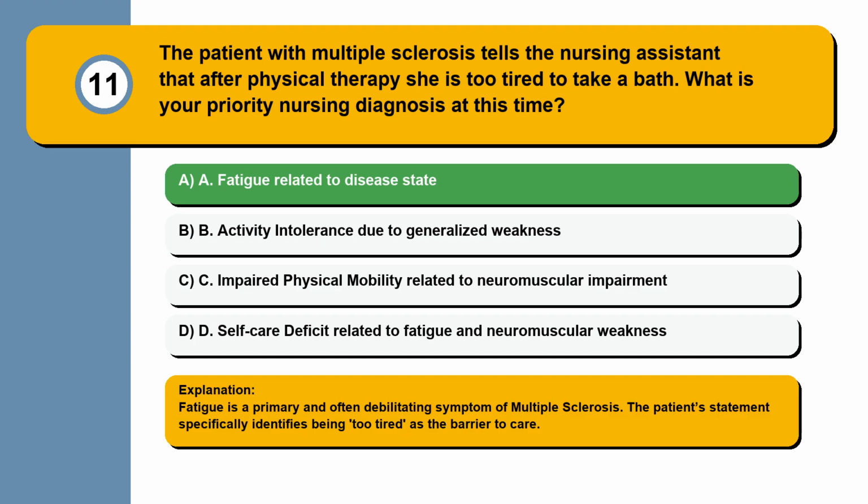Fatigue is a primary and often debilitating symptom of multiple sclerosis. The patient's statement specifically identifies being too tired as the barrier to care.